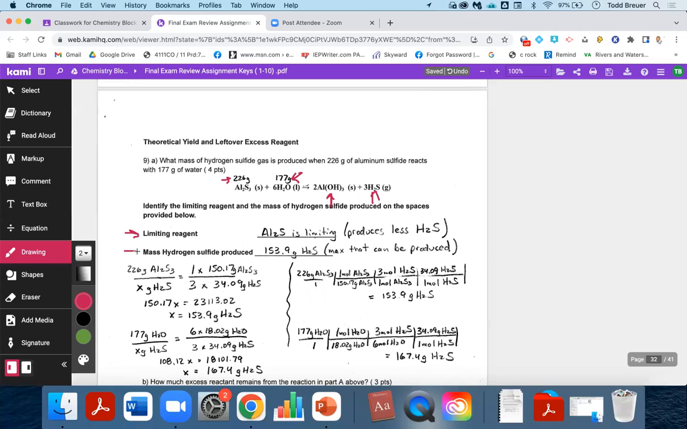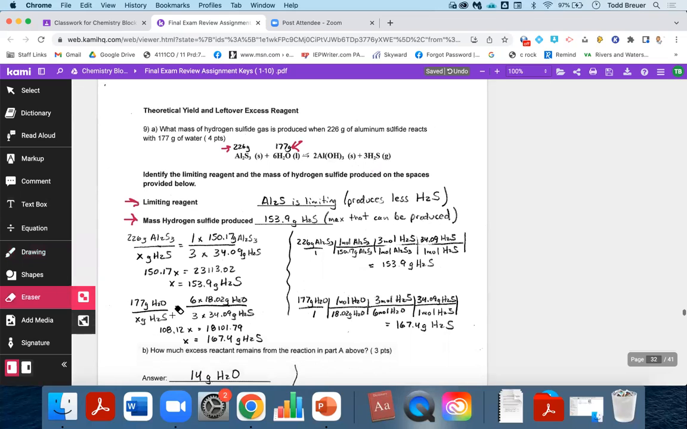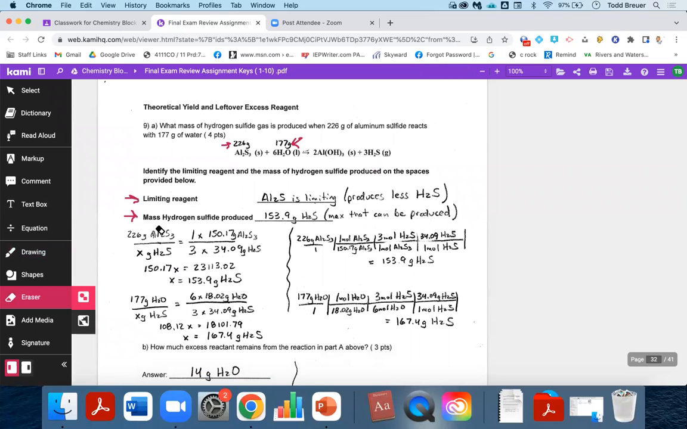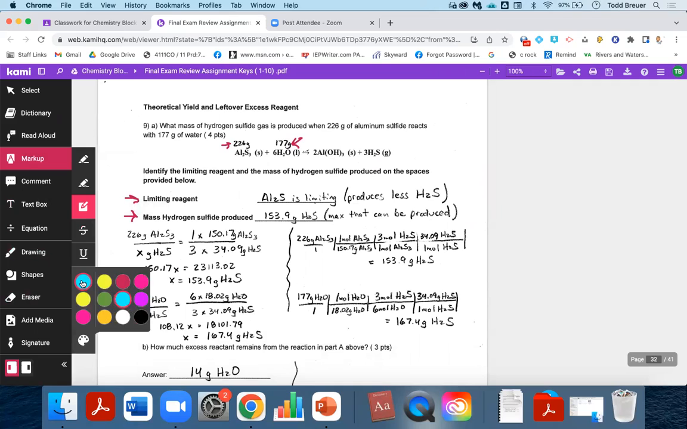If you notice here, it said later, we want to know what mass of hydrogen sulfide could be produced. So I chose to make these reactants turn into the amount of H2S that they could each make. So there's 2 separate example problems down here. We started with 226 grams of aluminum sulfide, and we said, hey, how many grams of hydrogen sulfide could that make, right? Our given over our unknown desired, right? Our blue compared to our pink.